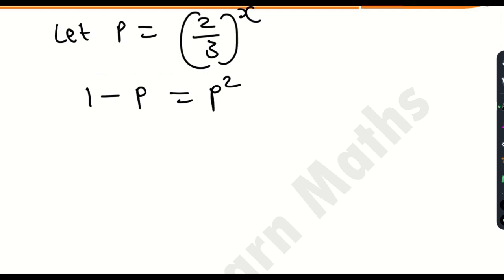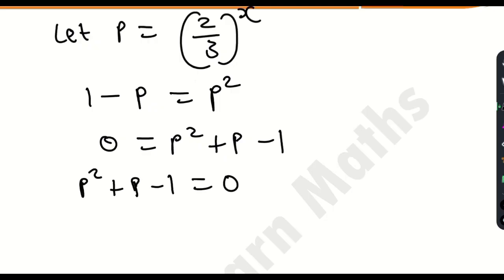So it will be easy for us to solve this equation. I'm going to move all of this to the right hand side. I will have 0 is equal to p squared plus p minus 1. But let's just rewrite this like this: p squared plus p minus 1 is equal to 0. Okay, we can now solve this quadratic equation.